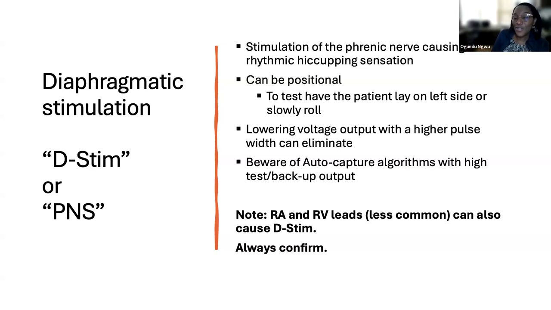And don't forget that you can also have diaphragmatic capture from right atrium and RV leads. That can happen. And sometimes we forget, we always blame it on the LV lead. So always confirm which lead is causing it before you move your beautiful LV lead position.